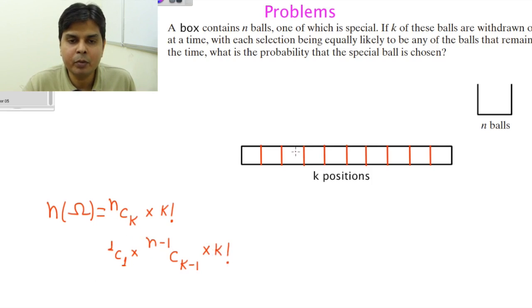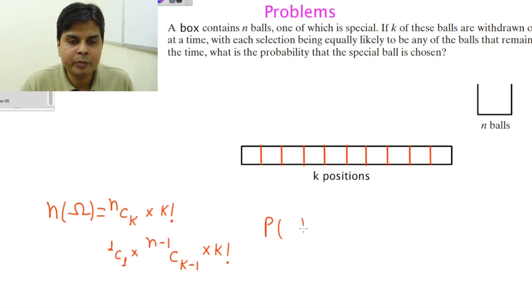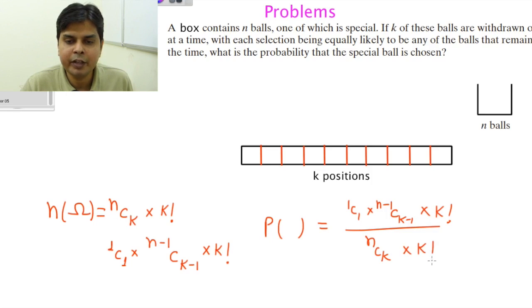Why? Because although this ball is special, if you rearrange them, you will get k factorial, because you have k balls in k positions. So what will be the probability of this event? It will be 1C1 into n minus 1 C k minus 1 into k factorial over nCk into k factorial. So basically k factorial in numerator and denominator will cancel out each other.